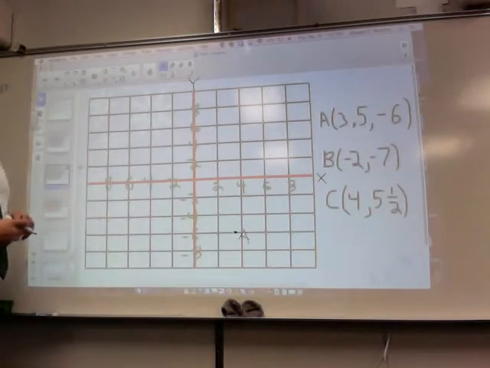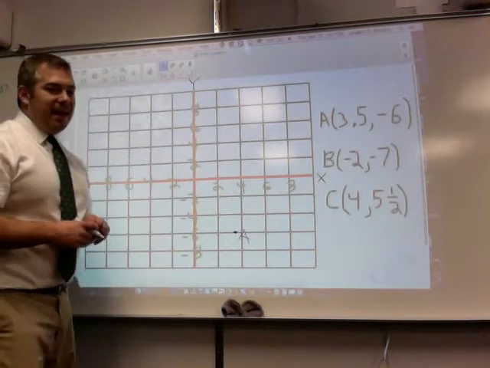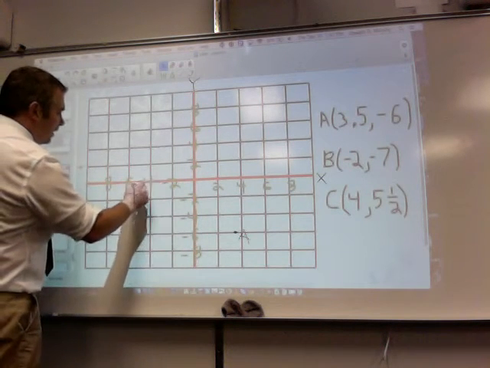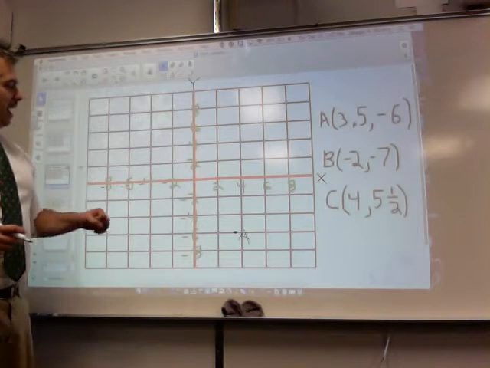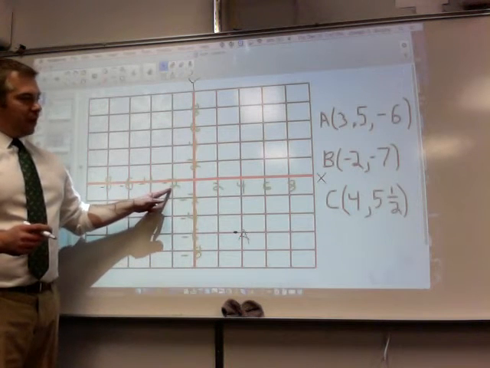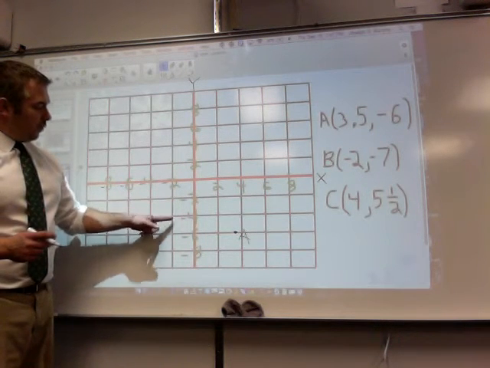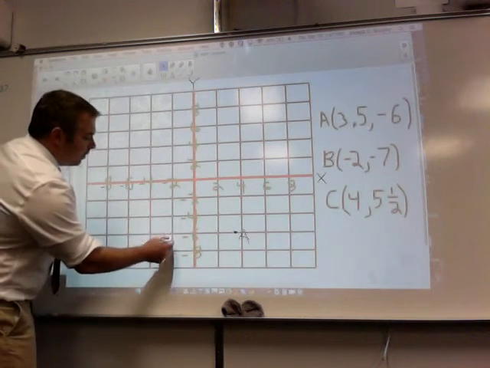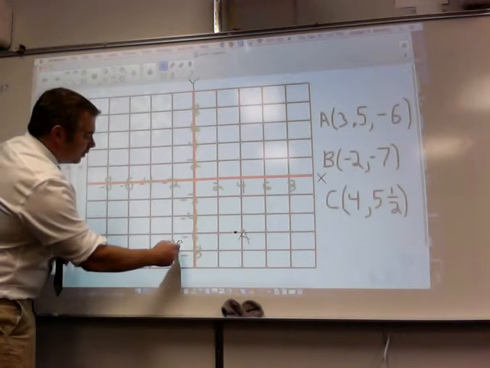Let's try B, -2 and -7. Okay. Negatives, oops, I forgot to put my negatives in there. -2 on my x is right there. -7 would be -2, -4, -6, -8. Should be right in between. And there is my B.